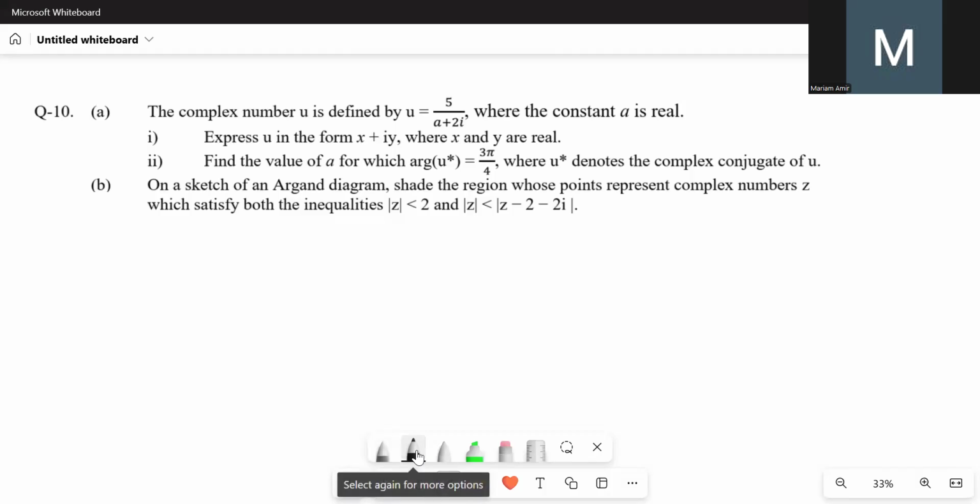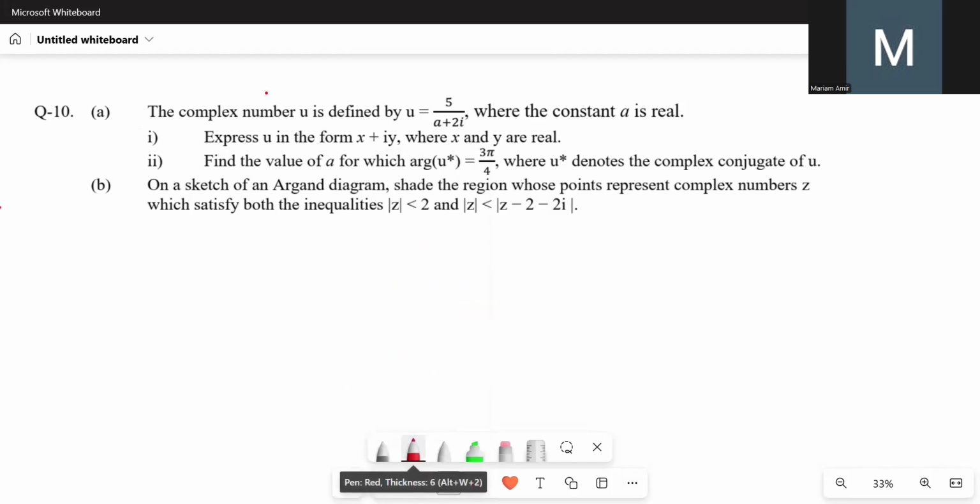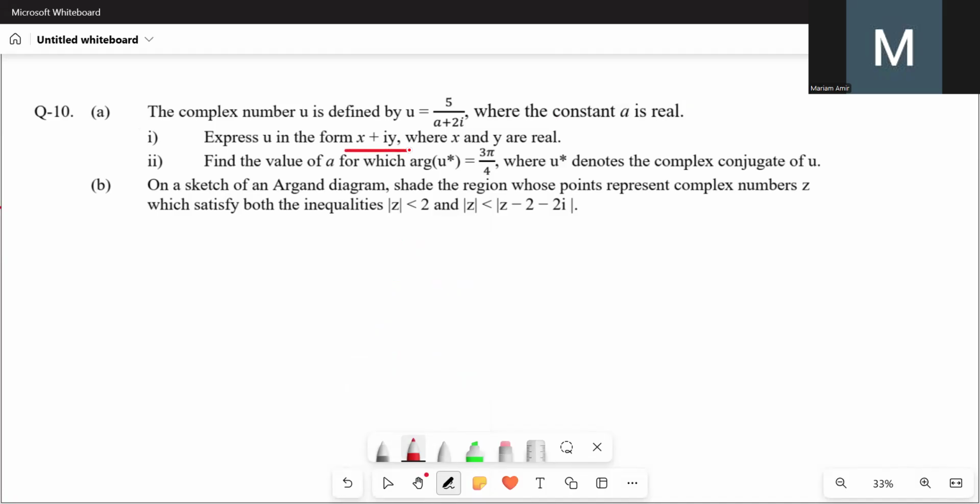So this question says that the complex number u is defined by u equals 5 upon a plus 2 iota, where the constant a is real. Express u in the form of x plus iota y, where x and y are real. So we will need to rationalize this.